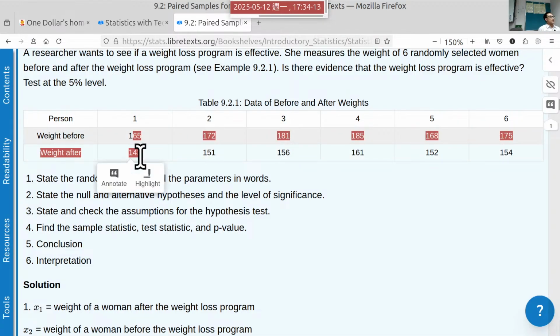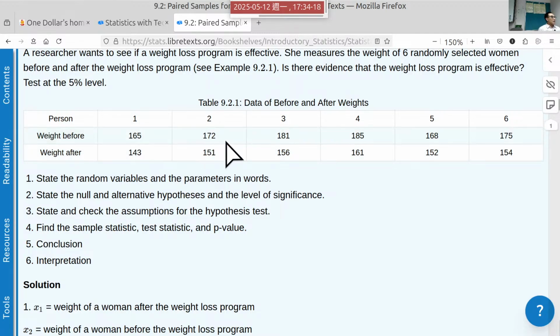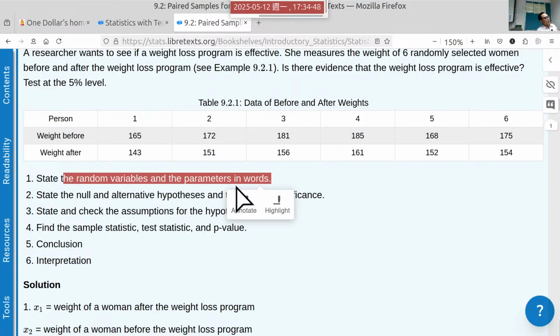Sorry, I miscalculated. The first lady got rid of 22 pounds. The second lady got rid of 21 pounds. The third lady got rid of 25 pounds. The fourth lady got rid of 24 pounds. The number 5 lady had a loss of 16 pounds, and this one 21 pounds. Personally, it's very significant. State the random variables and parameters in words first.